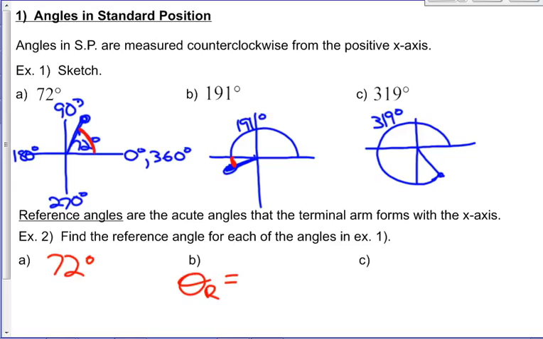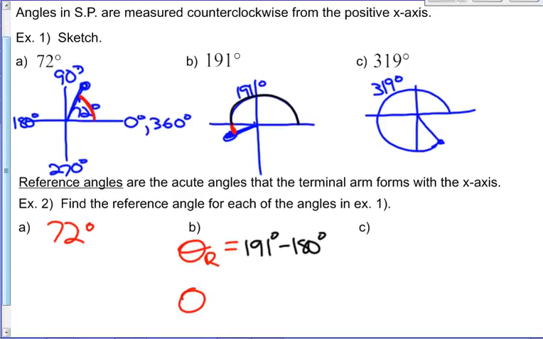Now think about it. That's 191 degrees. The first part was 180. We're just looking at what's left over from that. So that's going to be 191 minus 180, or 11 degrees. And you might be able to do that by inspection. Let's take a look at the next one.